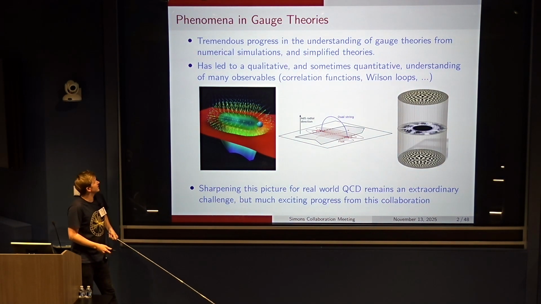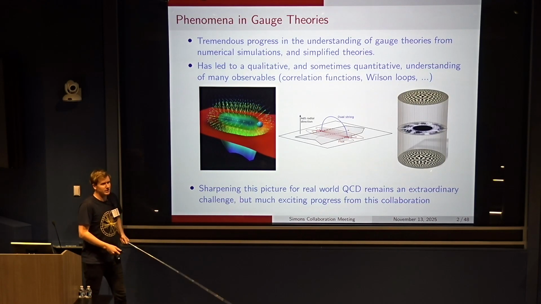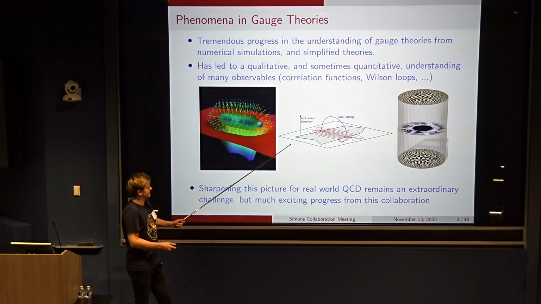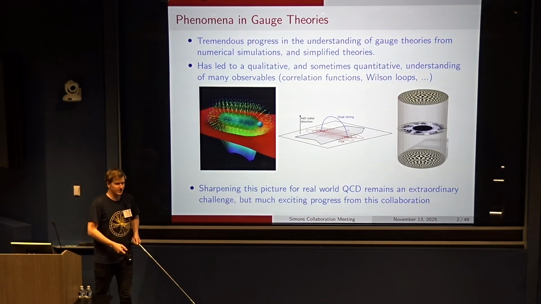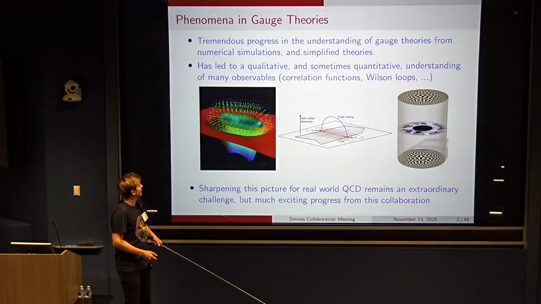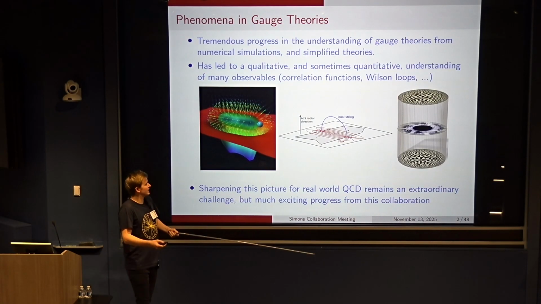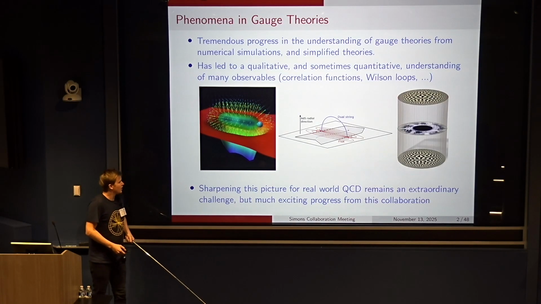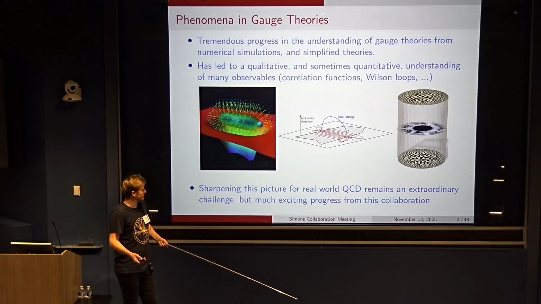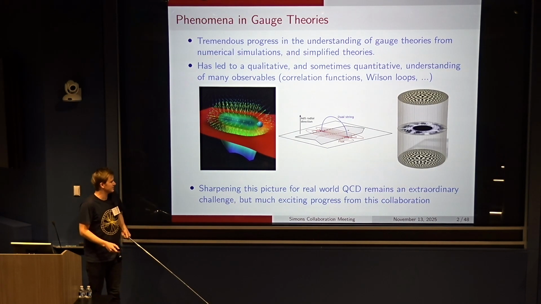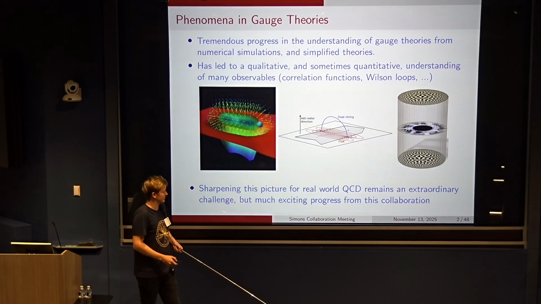in our understanding of gauge theories, which has been driven both by amazing numerical simulations as well as by insights from a variety of simplified toy theories. And so this has led to a qualitative and in certain cases quantitative understanding of many simplified observables. So things like expectation values of Wilson loops, certain correlation functions, et cetera. But sharpening this picture for real-world QCD and relating it to observables of interest in real-world QCD remains an extraordinary challenge. But as you've heard at this meeting, there's been a lot of exciting progress from this collaboration.